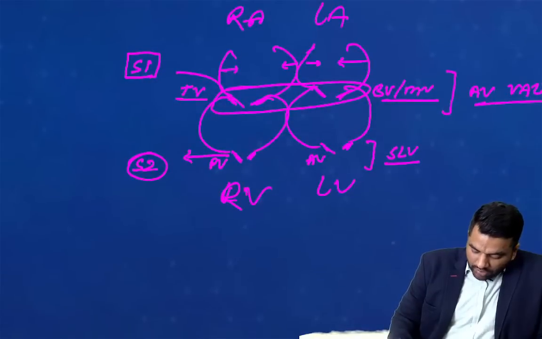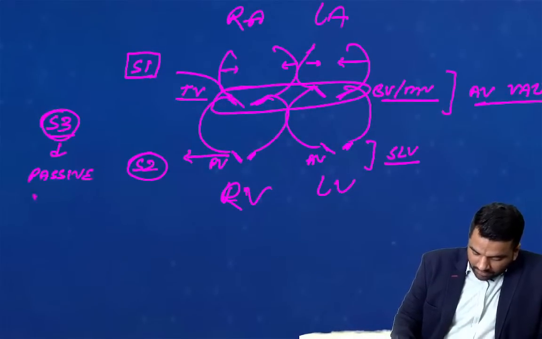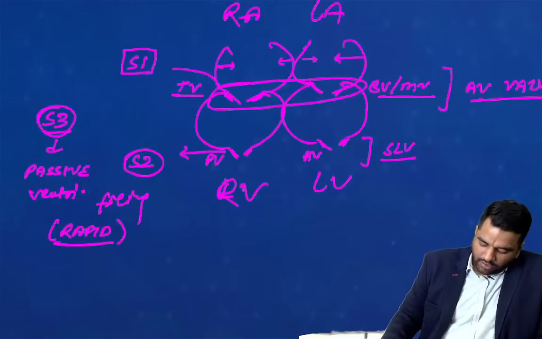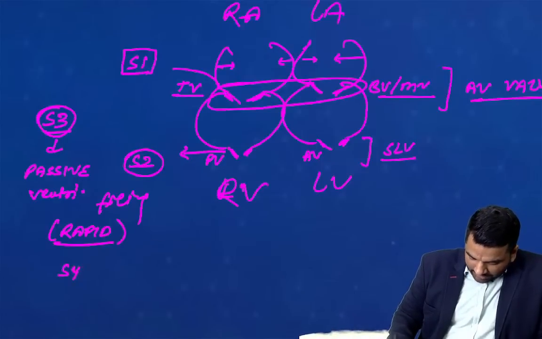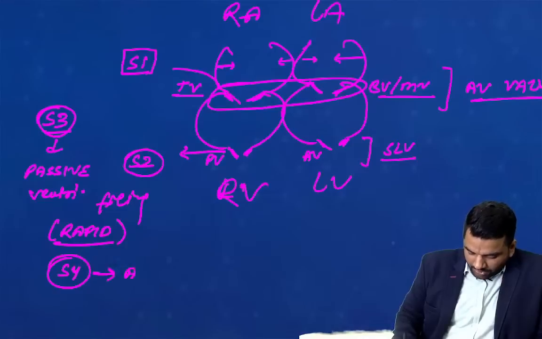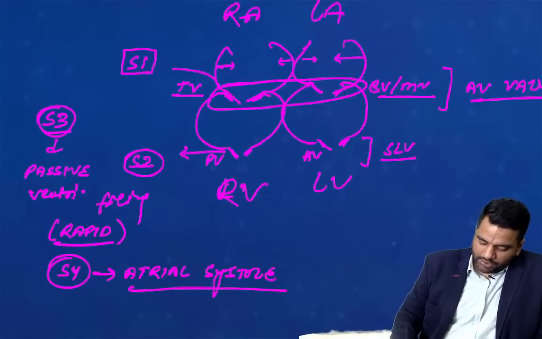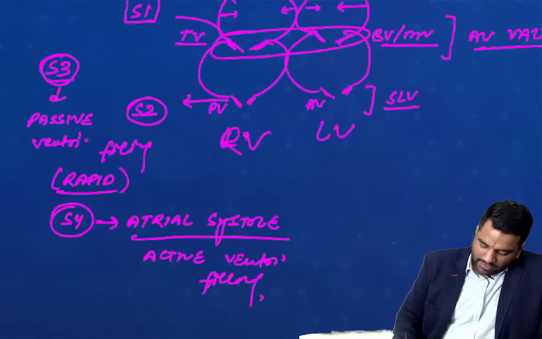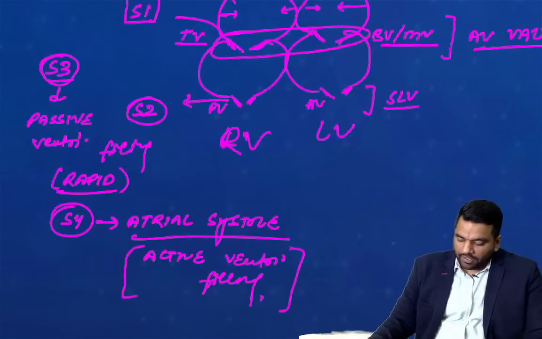S3 is due to the passive ventricular filling. That is, you know that this happens due to the rapid filling, and if there is any pathology, then S4 is due to, again, atrial systole, active ventricular filling, right? So these are the different heart sounds.